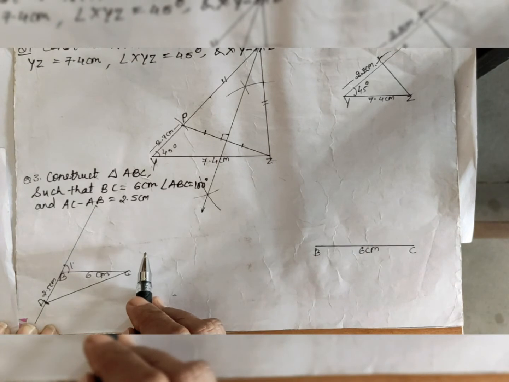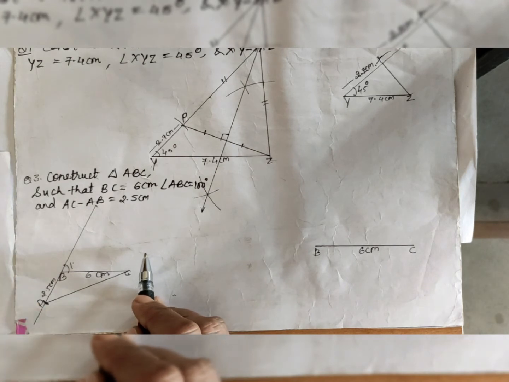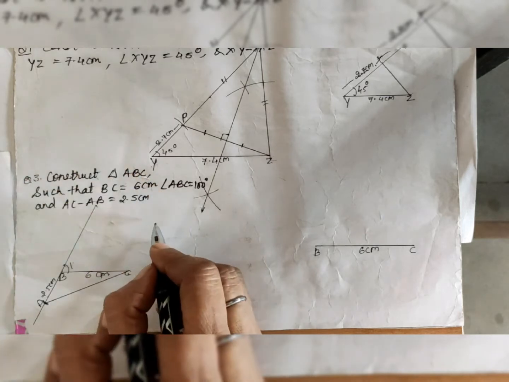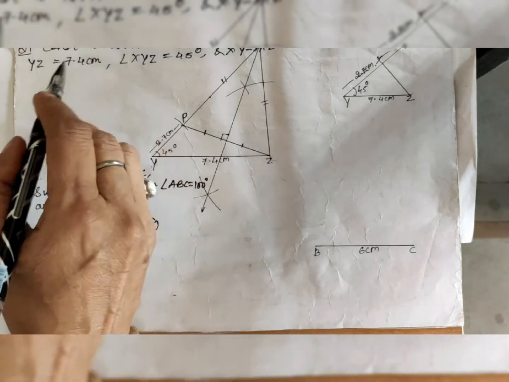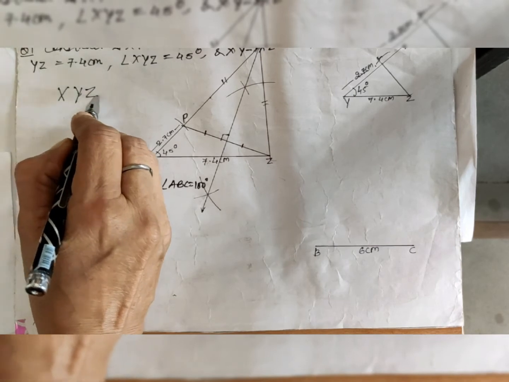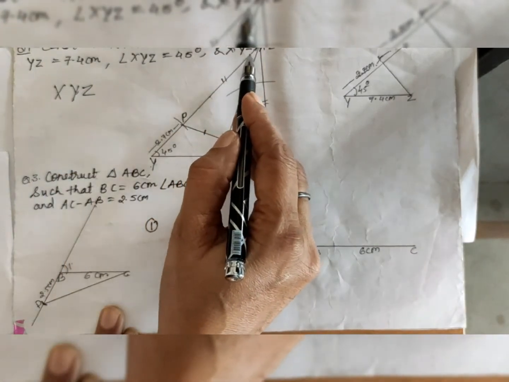Now see here, I have one idea I have used here, and that idea I want to give to you also. See, now in the previous first question, the name of the triangle is what? XYZ, and the difference given is what?